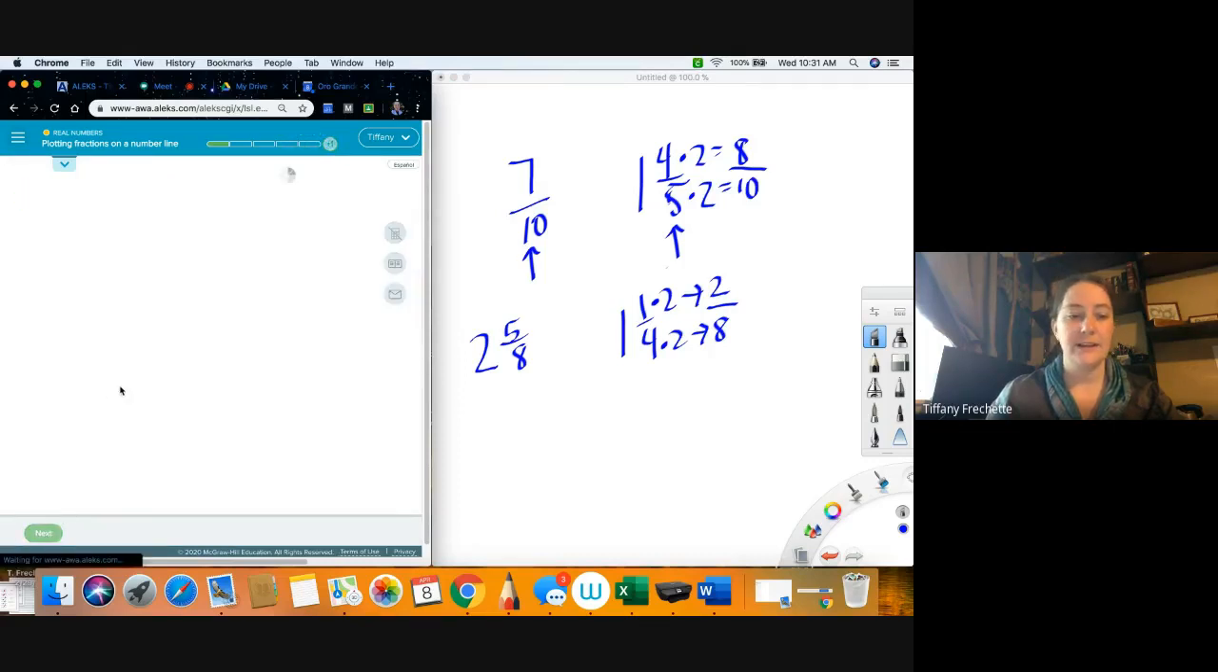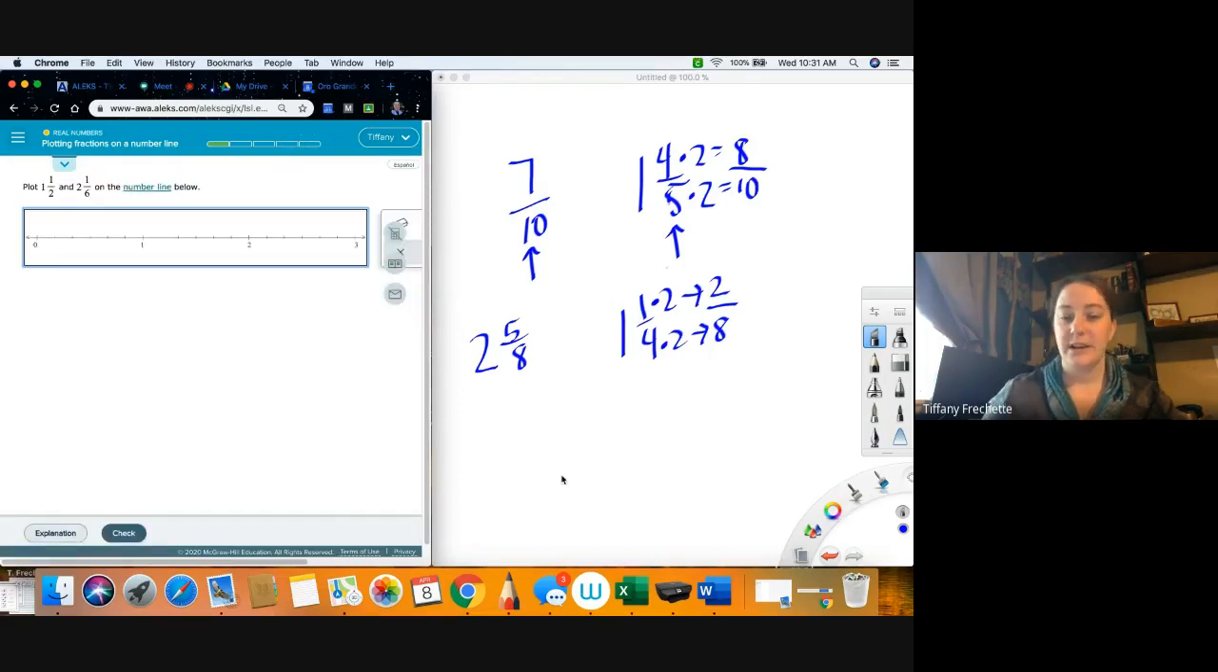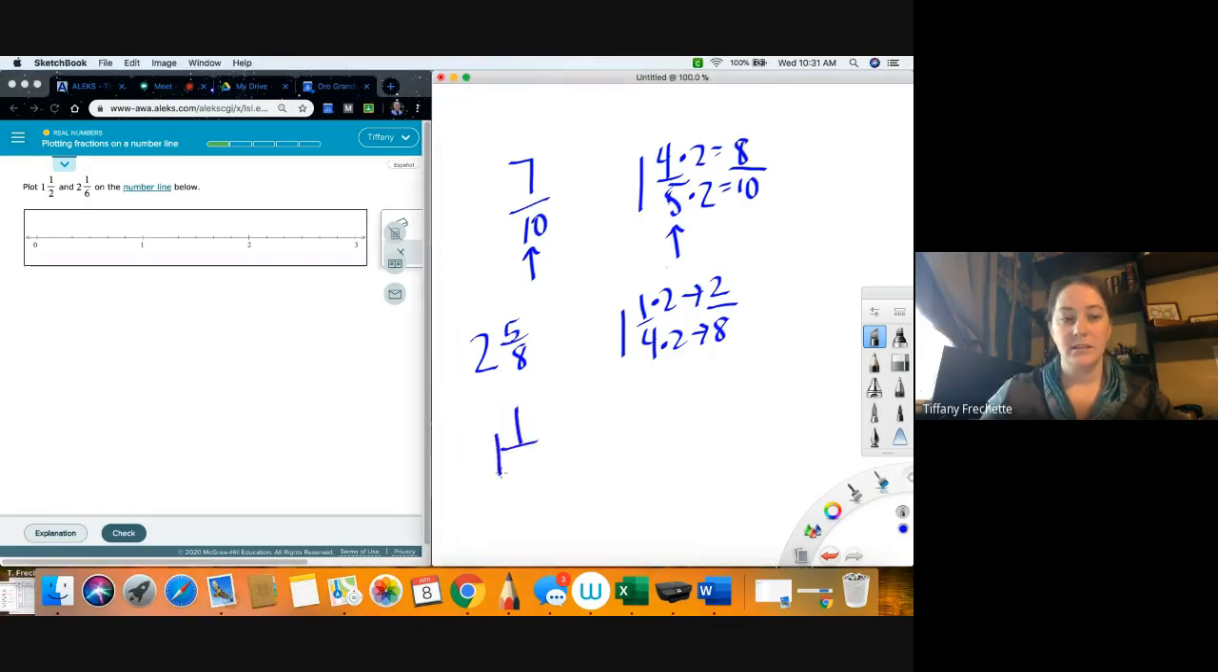All right, next. So I have 1 1/2, and I also have 2 1/6. So in this case, if we count 1, 2, 3, 4, 5, 6, they divided it up into 6 because 6 is the bigger number. They're probably going to do this each time. They're going to divide it up into whichever number is bigger. So 10 was bigger than 5, so they divided it into 10. 8 was bigger than 4, so they divided it into 8. Now 6 is bigger than 2, so they divided it into 6.